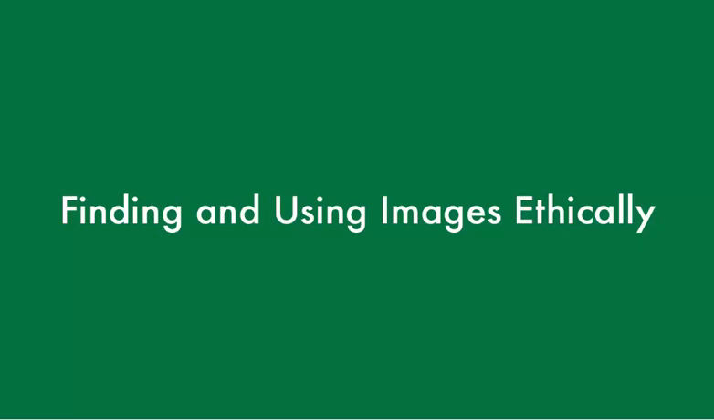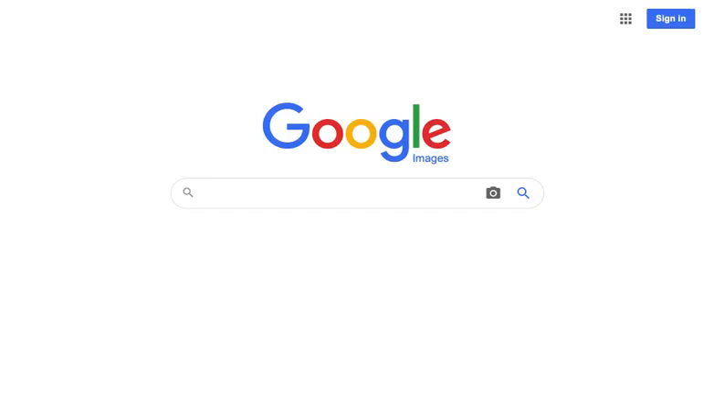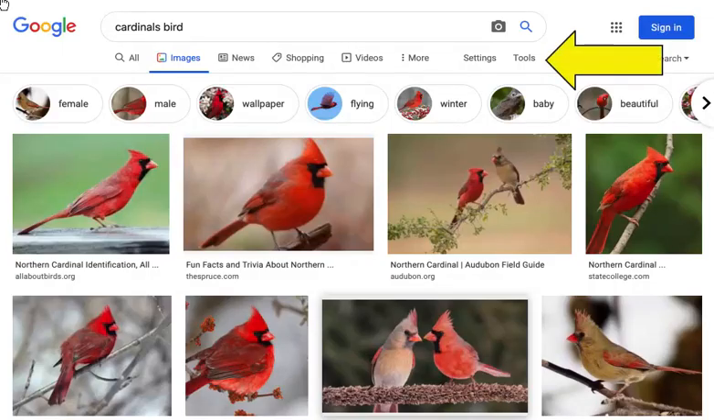If you need to find images for a project, there are a few places you could turn to. You could go to Google Images. This is a resource a lot of us probably already use to find images in everyday life. But when you're searching in Google Images, it's a good idea to use the search tools to make sure that you're using the images you find ethically.